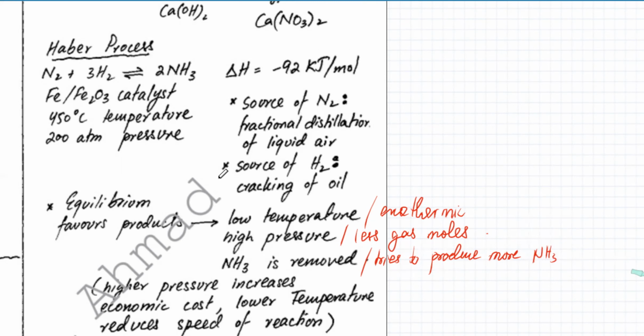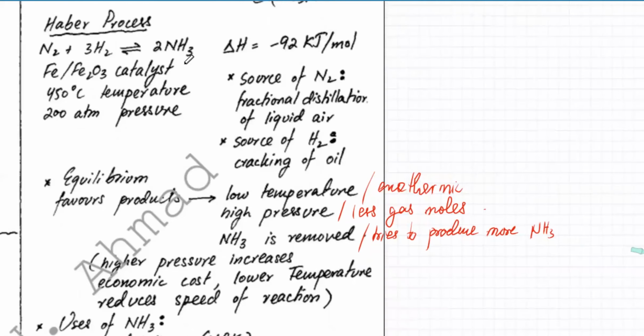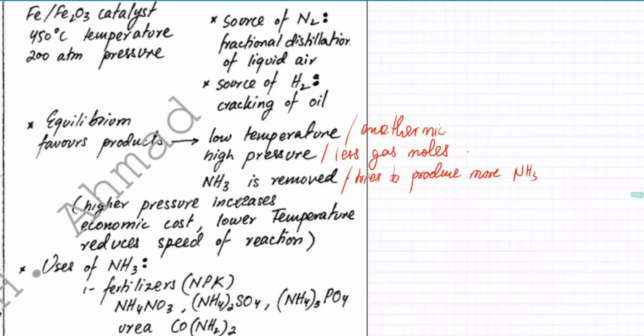Since it's an exothermic reaction, you're supposed to use low temperature. Since the forward side has fewer gas moles, that side is favored at higher pressure. And if you keep on removing NH3, it's going to keep on making more NH3. So these are the preferable conditions, but you can't use a very high pressure because the economic cost would increase. You can't use a very low temperature because the speed of the reaction would be too slow. So 450 and 200 are considered to be the ideal temperature and pressure.